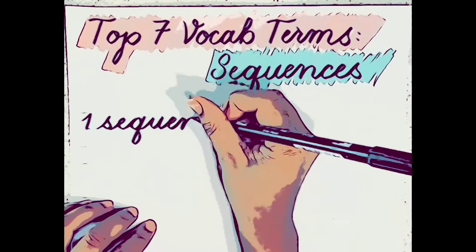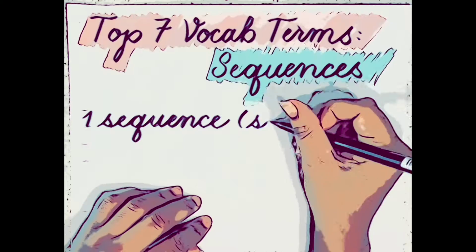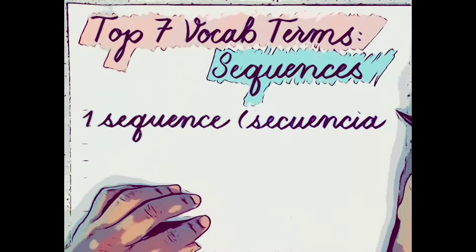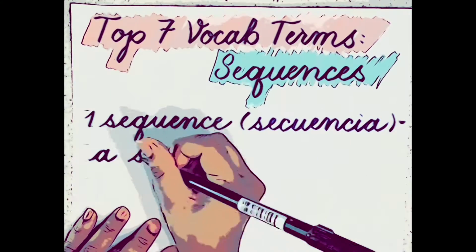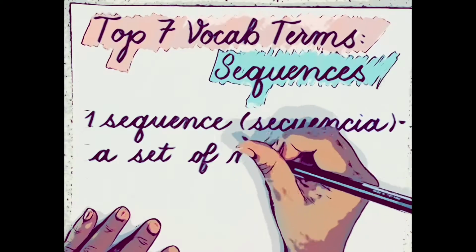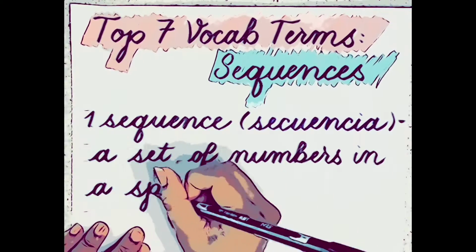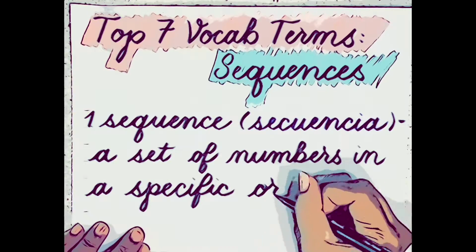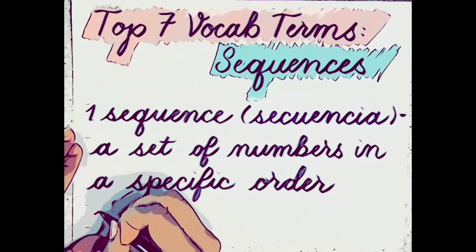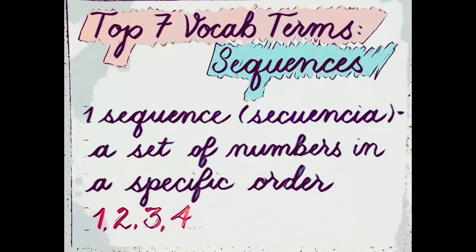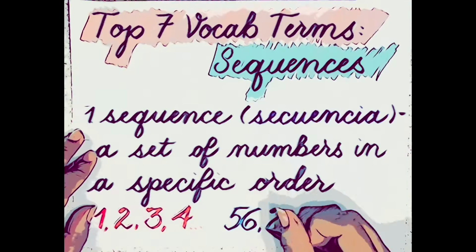So our first term is sequence, or secuencia, which is a set of numbers in a specific order. Un conjunto de números en un orden específico. So something to keep in mind is that the numbers are not always necessarily ascending or going up. In our first example they are, but in our second example, they're going down.